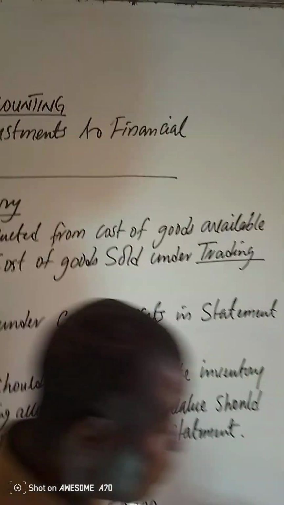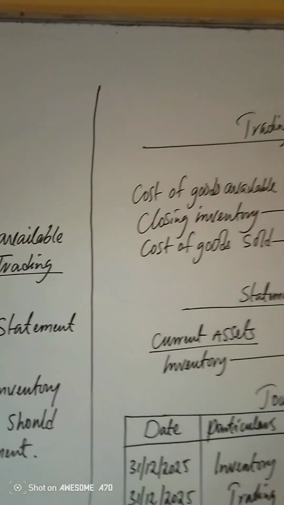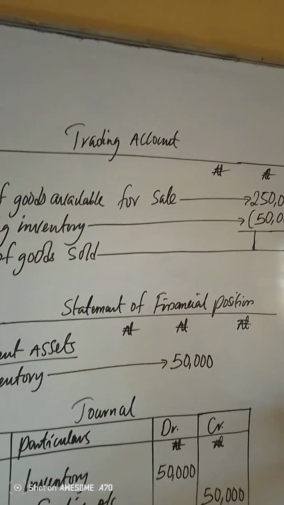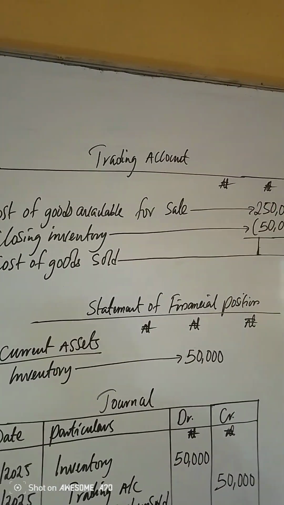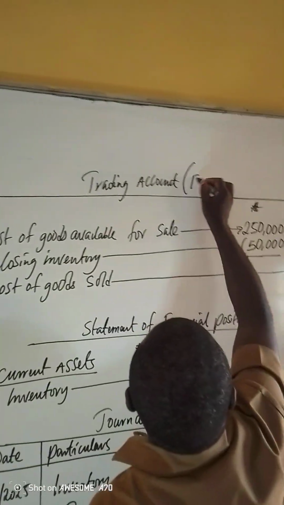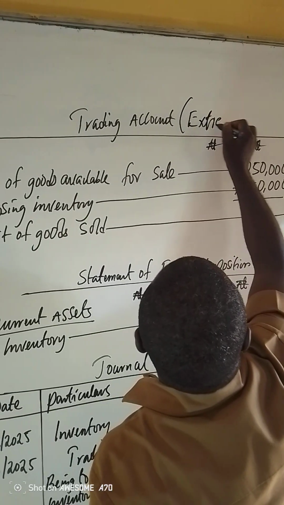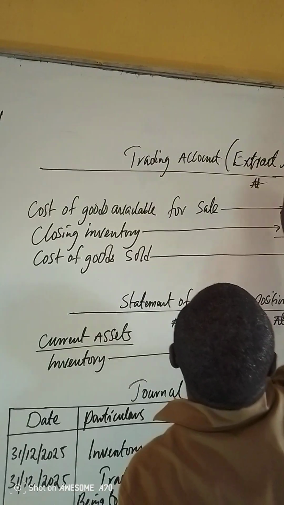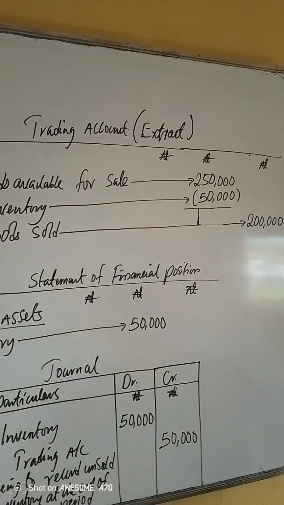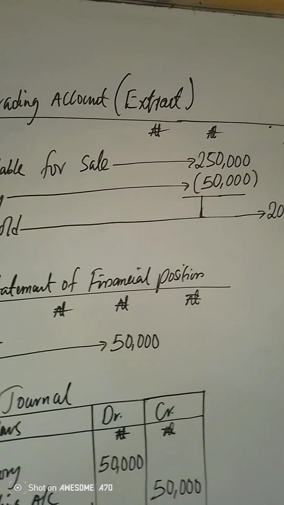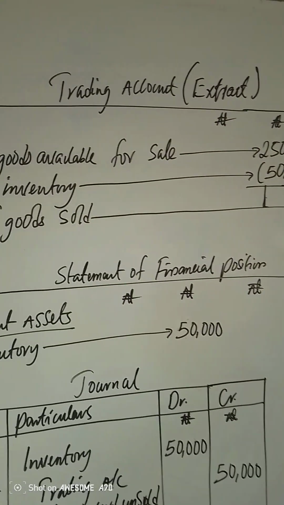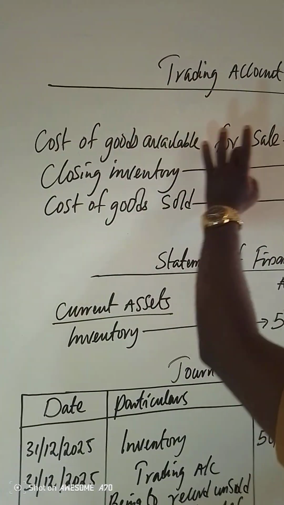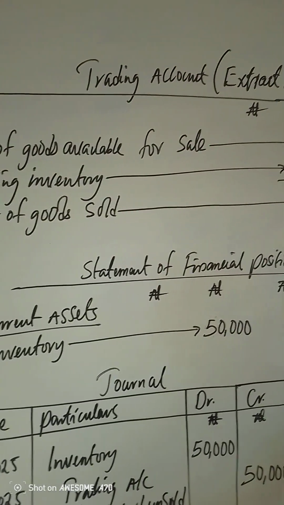Let us see how we are going to present it in the trading account via what is called an extract. It's just a trading account extract. Extract means it's not the full trading account. It's just the area that we are concerned with that we are treating here. So if you are preparing your trading account, you come to a point where you have what is called cost of goods available for sale, or cost of goods for sale.